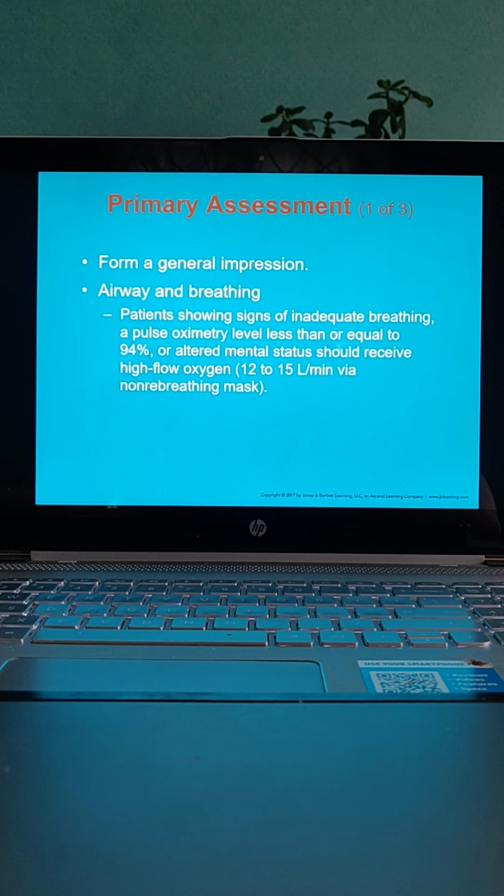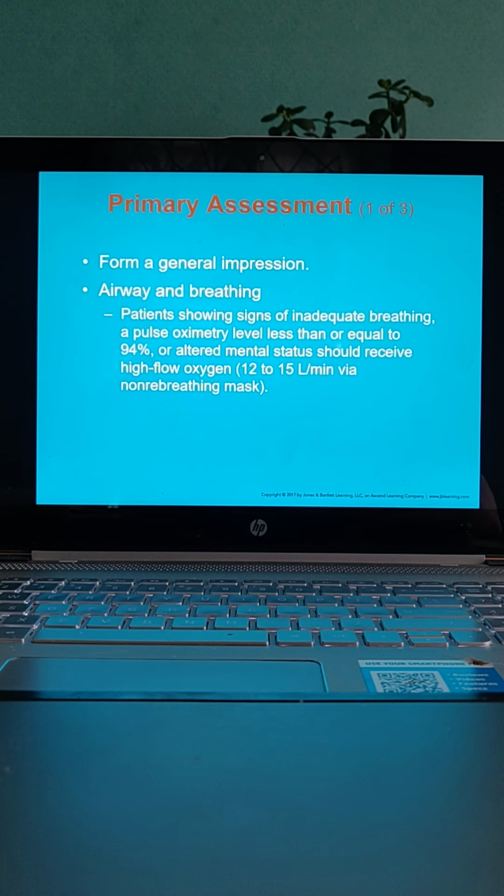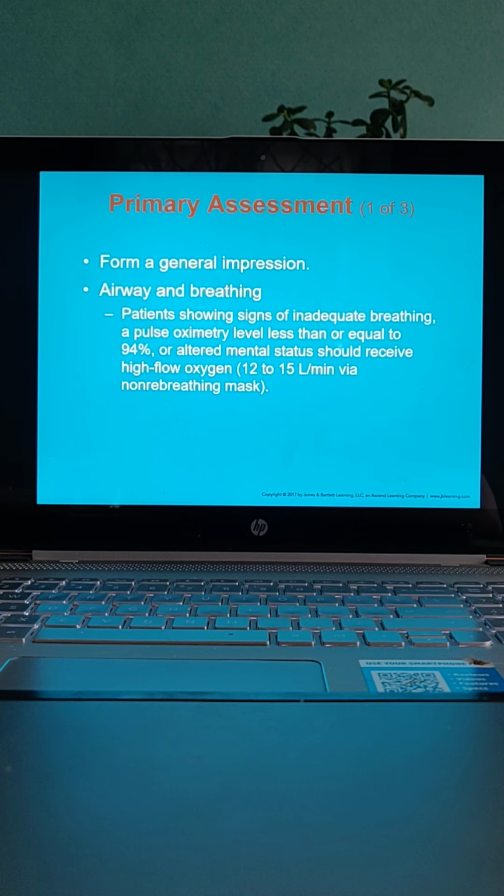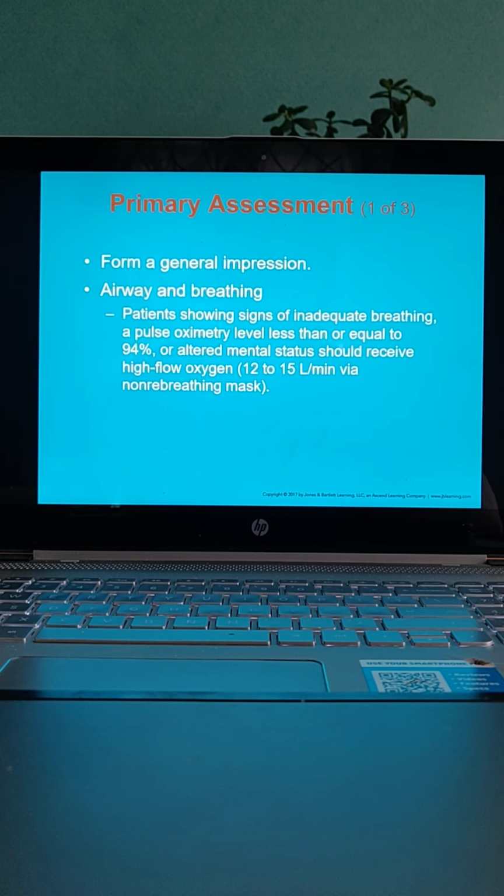Is the airway secure or not? If it's not, you have to secure it. What are you going to use to secure it? An OPA or an NPA? If you're going to use one of those devices, how are you going to measure it? You measure an OPA from the corner of the mouth to the earlobe. You measure an NPA from the tip of the nose to the earlobe. How do you insert an OPA, oropharyngeal airway?